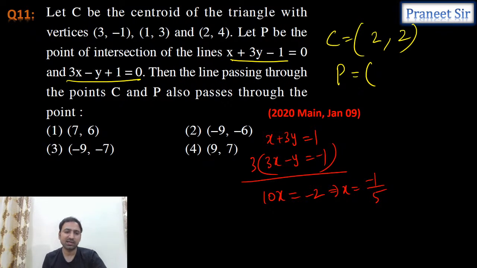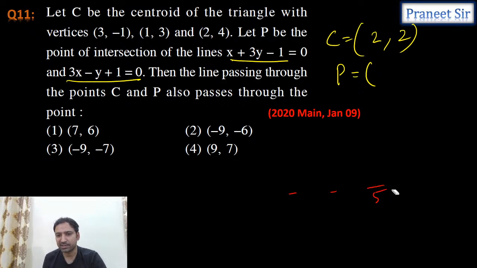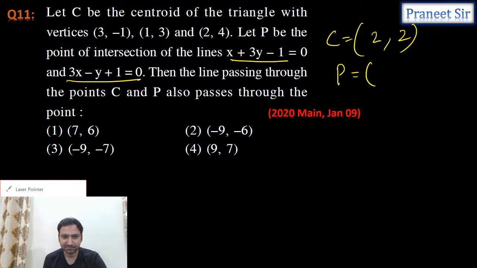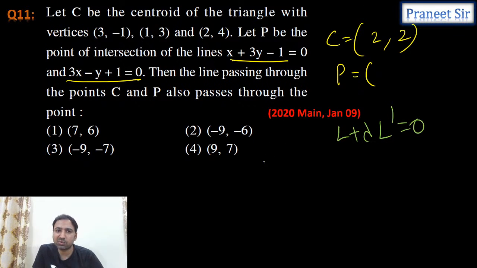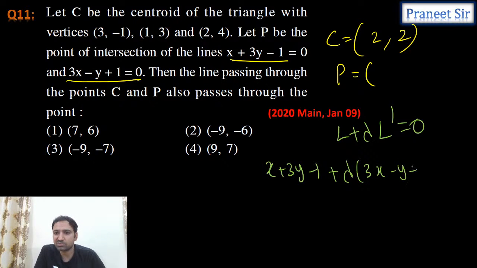Okay, we'll do one thing, guys. Instead of solving these two lines, what I can do is take the required line in the form of L plus lambda L dash equals 0. The equation should be in the form of x plus 3y minus 1, family of lines, guys: x plus 3y minus 1 plus lambda into 3x minus y plus 1 equals 0. Can I say it like this?